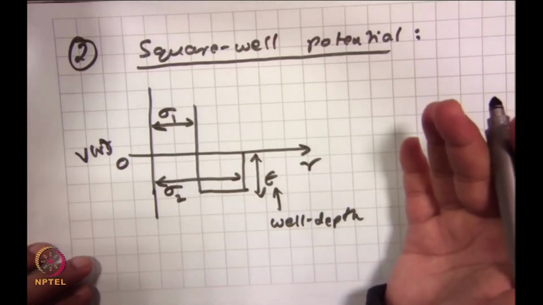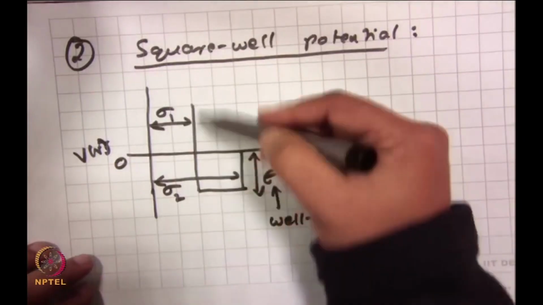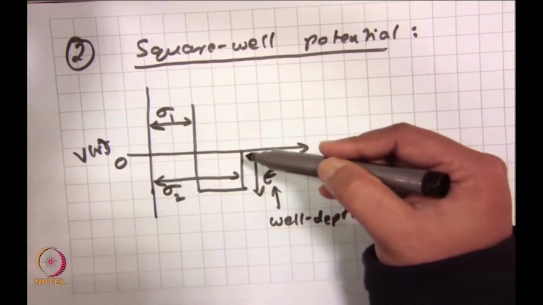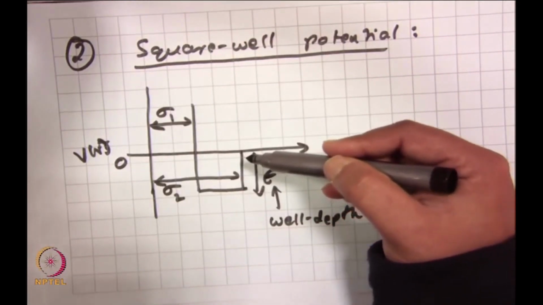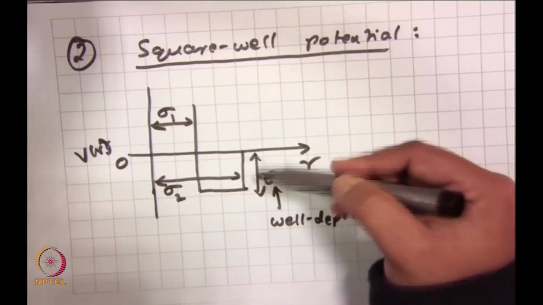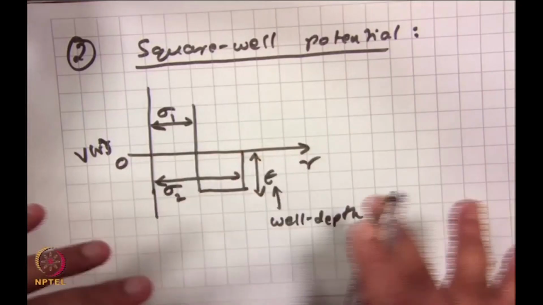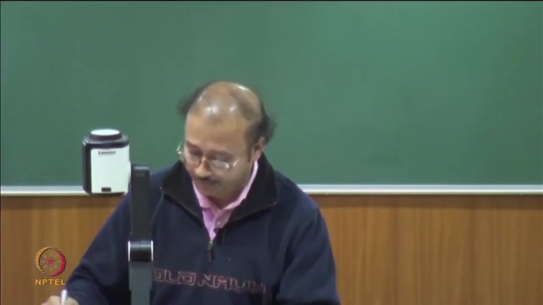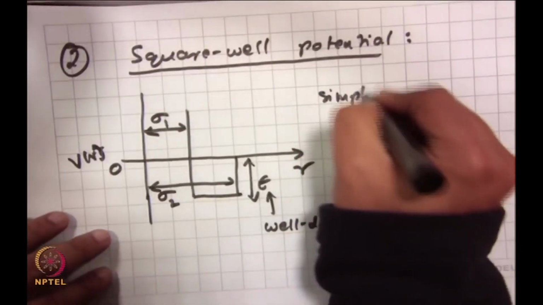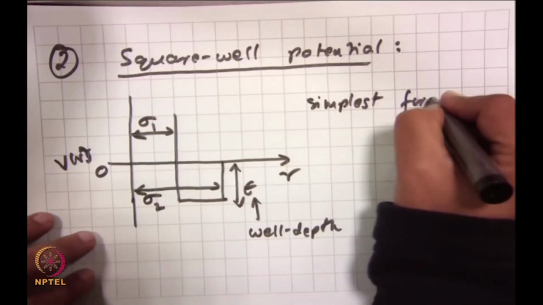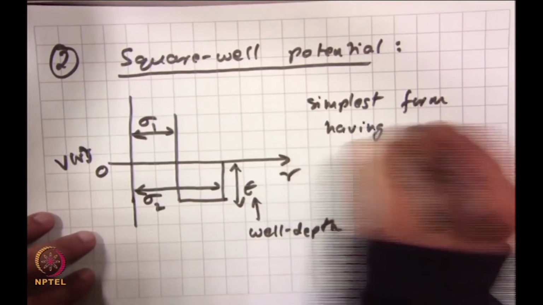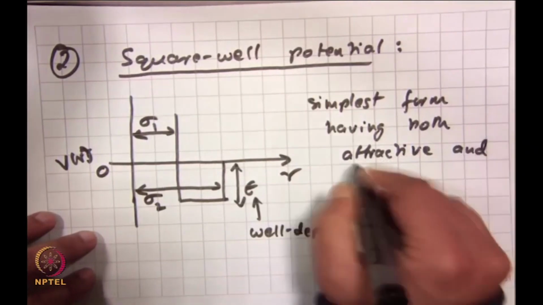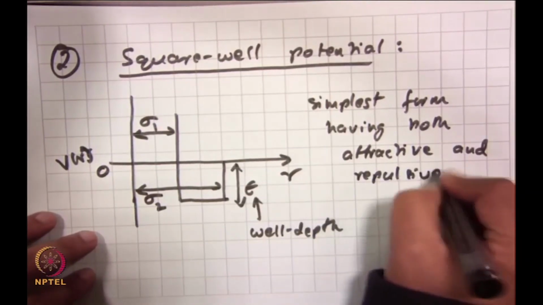So, here again the drawback is that the potential rises to infinity very fast, and here also it drops to 0 very fast. In the first case it was rising to infinity very fast, with no attractive potential. In this case you have an attractive potential and a repulsive potential, but both of these are very steep. So, here I can say this is the simplest form having both attractive and repulsive potentials.